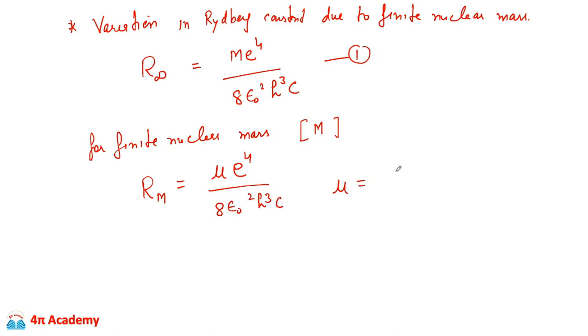The reduced mass mu we can calculate as small m into capital M over capital M plus small m. Here small m is the mass of the electron present around that particular atom, and capital M is our nuclear mass. Let us say this is equation number 2.